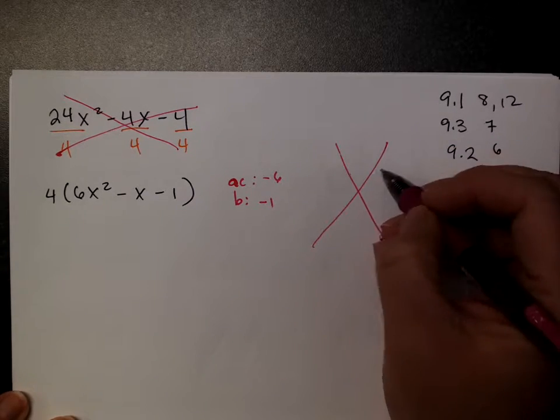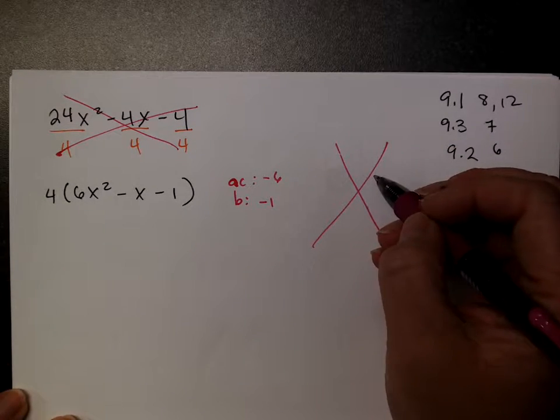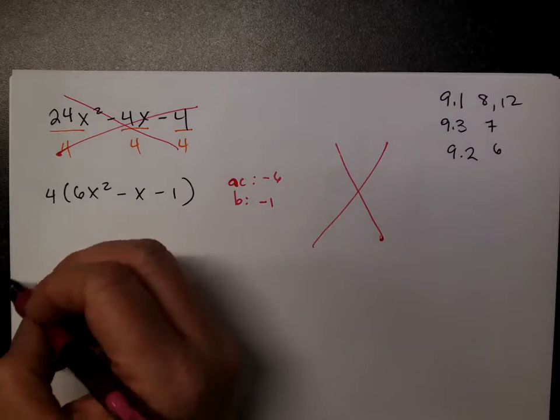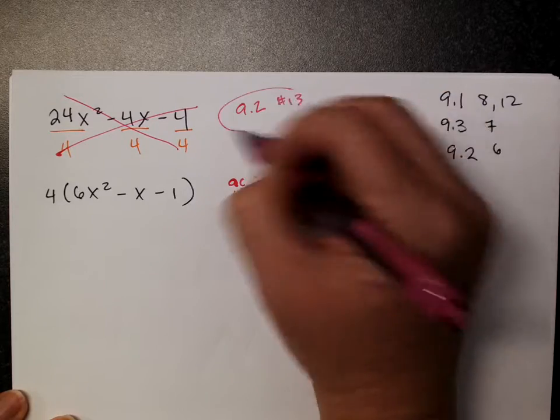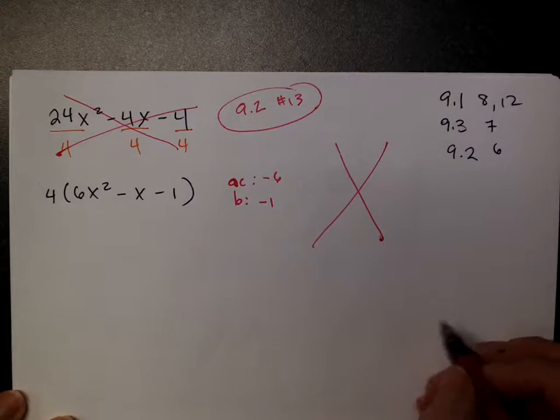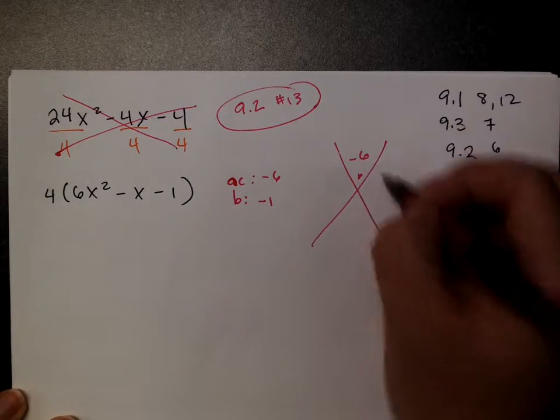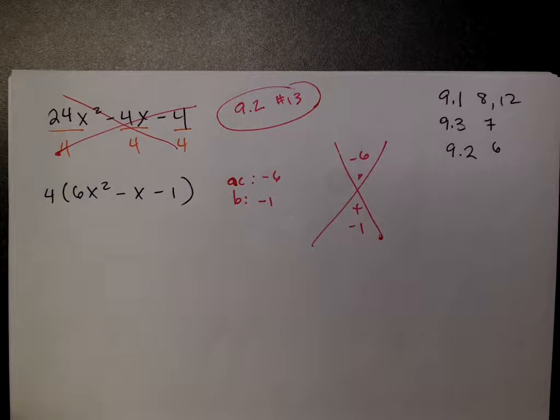This is number 8. This is number 13. Yeah. So 9.2, number 13. Okay. All right. So we've got negative 6 on top and negative 1 on the bottom. Okay. Now, hopefully you can think of that one mentally, but in order to show the calculator skills. Okay.